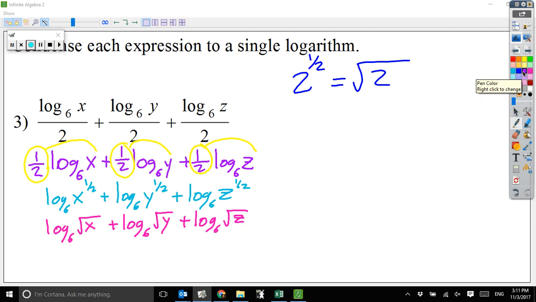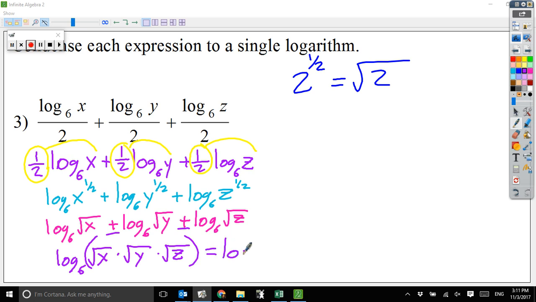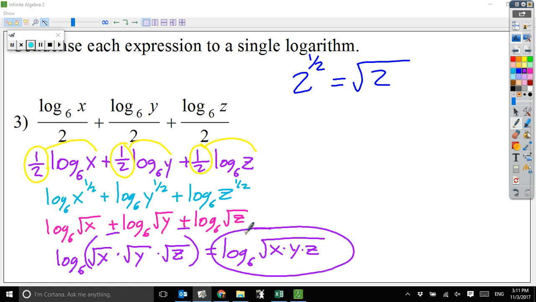And now I'll look at my signs. I'm adding, and adding means I multiply. So log base 6 of the square root of x, in parentheses, times the square root of y times the square root of z. And because all of those are square roots, I can simplify that a little bit more and say this is log base 6 of the square root of x times y times z. And that would be my final answer.